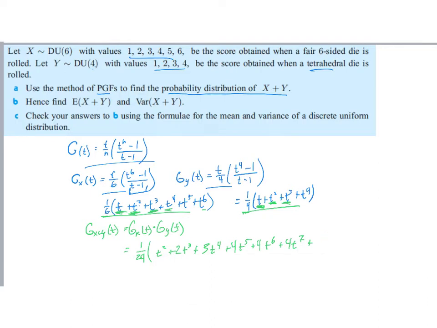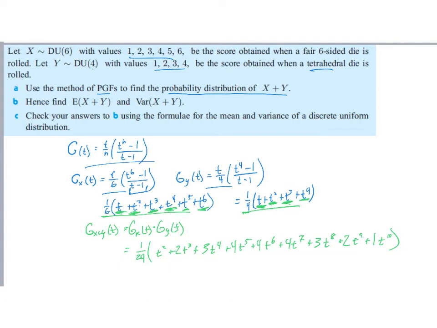I was definitely thinking 3. So 3t to the 8th, because I'll have t times t cubed, t to the 5th, t squared times t to the 6th, and then t to the 4th times t to the 4th. So I'll have 3 ways of getting t to the 8th, 2 ways of getting t to the 9th, and 1 way of getting t to the 10th.